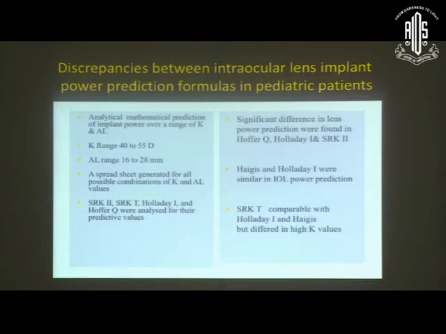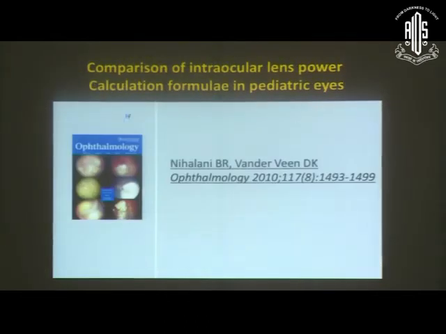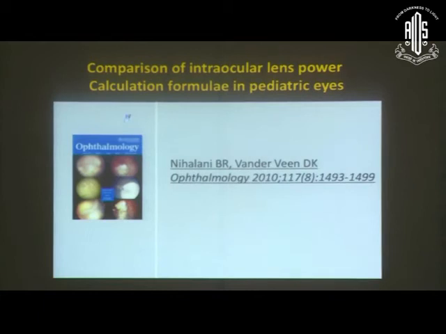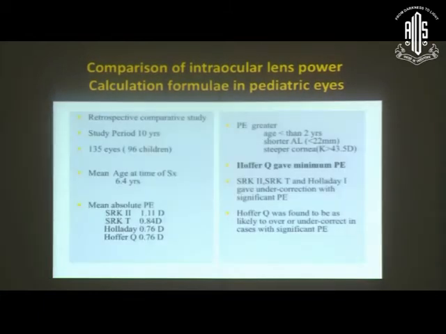The third study was in 2010 by Nihalani et al. in Ophthalmology, and they studied 135 eyes over a period of 10 years, and the mean age at the time of surgery was 6.2. And they found that the mean absolute prediction error was minimal in Hofer-Q. So this is completely opposite to that of the previous study.